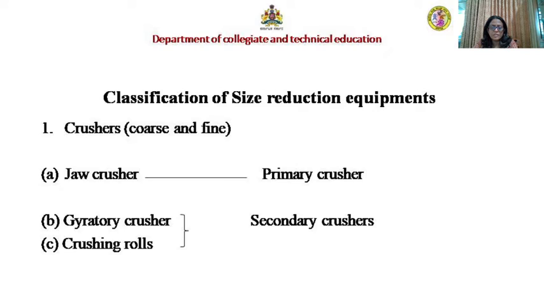Okay, so this is how the size reduction equipments are classified into various groups. The first category is the crushers, which produce coarse materials with very few fine particles. So here also we have two categories. One is the primary crusher, the other category is secondary crushers. In the primary crusher category we have the jaw crusher. In the secondary crushers we have the gyratory crusher and crushing rolls or roll crusher.